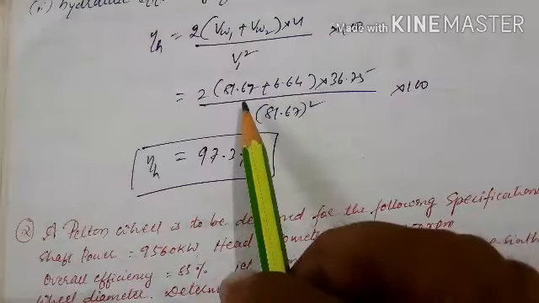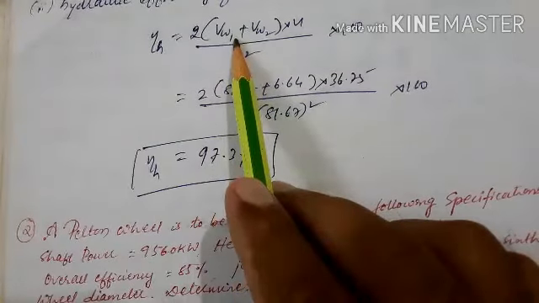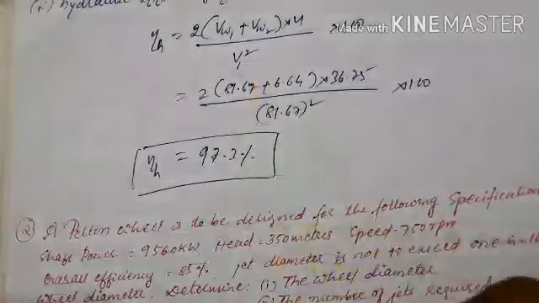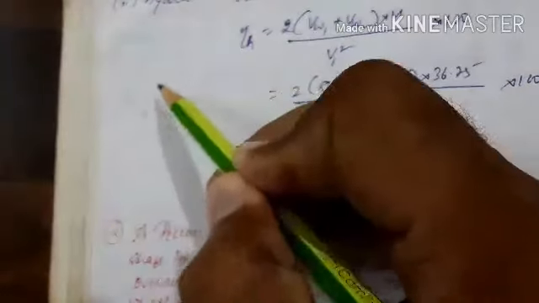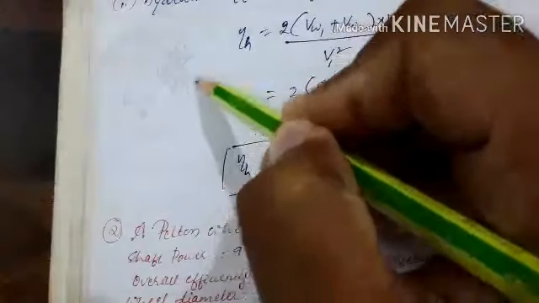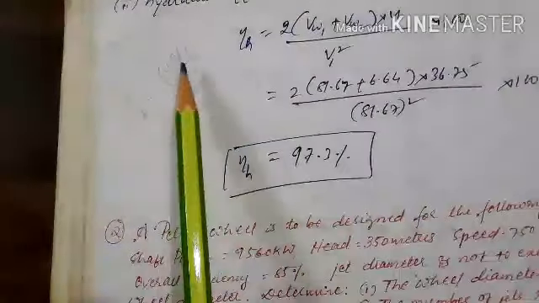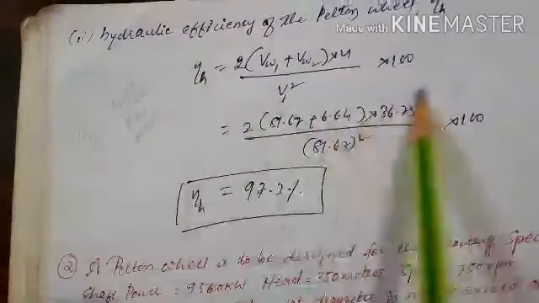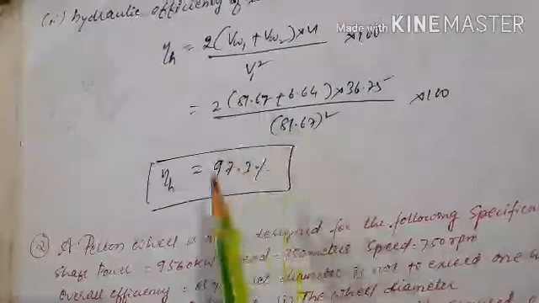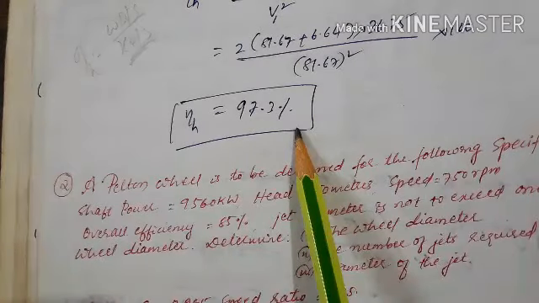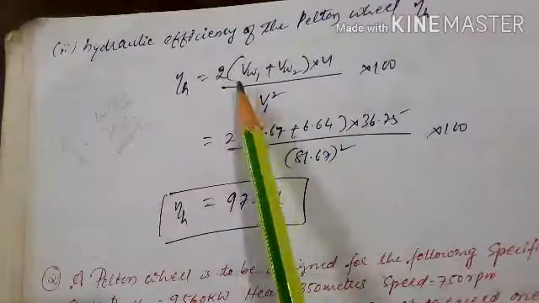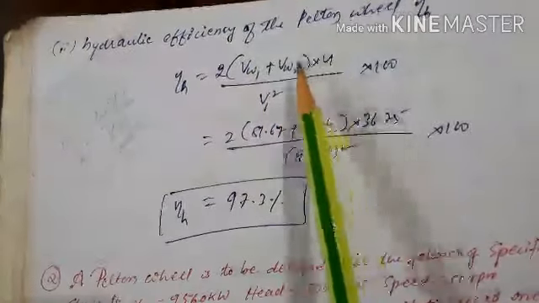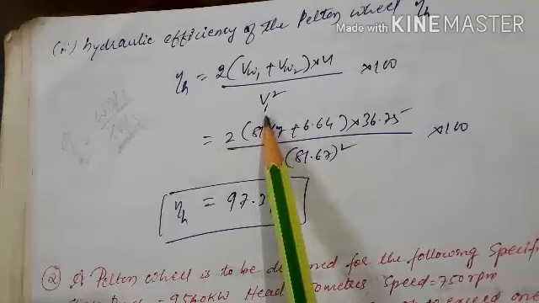I hope you understood this one. This is the work done per second. Or else hydraulic efficiency you may calculate as work done per second divided by kinetic energy per second. Calculate separately work done per second and kinetic energy per second. When you substitute these two values, you will get this equation in derivation. You know this formula, then substitute all the values here, then you will be getting hydraulic efficiency. Okay, so remember this formula, 2 times of vw1 plus vw2 into u divided by v1 square.